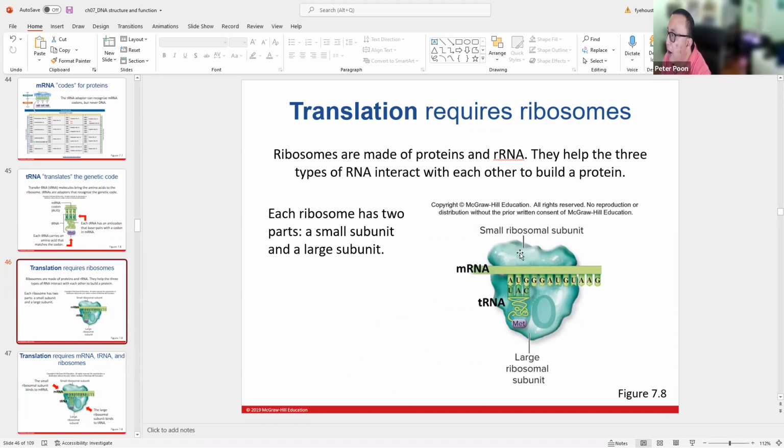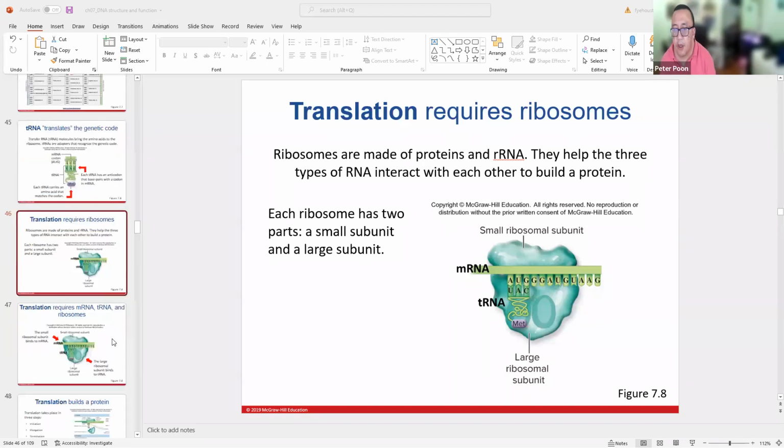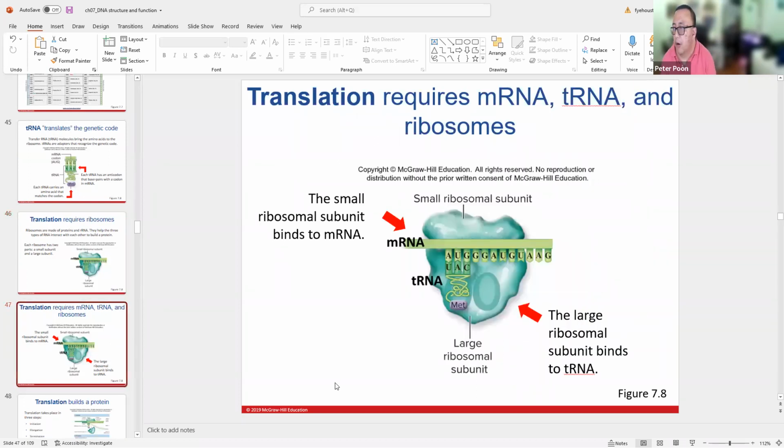All 3 types of RNA come in to make the ribosome work. The messenger RNA is the message from the DNA. The tRNA, as I already said, each tRNA codes for an individual amino acid, and the ribosomes themselves are made from ribosomal RNA. Here, the ribosomal subunits are made from RNA, the mRNA, and this is the tRNA.